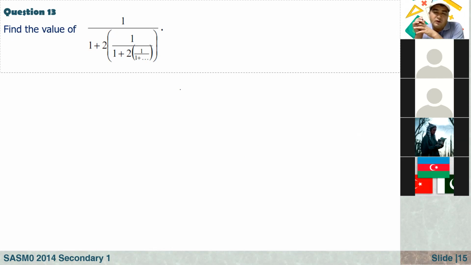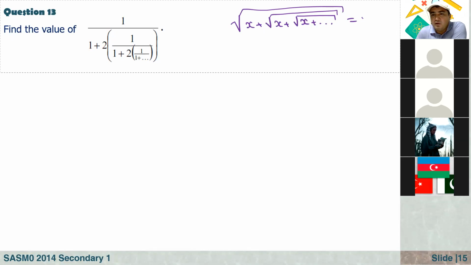Anyway, guys, again, the idea of solving the question: last time, if you remember, we solved this kind of question, right? Square root of x plus square root of x plus square root of x plus dot dot dot, and that was equal to 2. The question was, how do you solve this? Since the dots mean the same pattern continues until infinity, if you remove something or add something, it does not change anything. So the whole thing is equal to 2, and if you start from here, it should also be equal to 2.